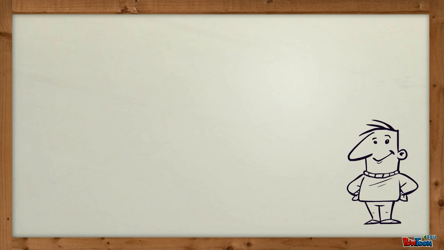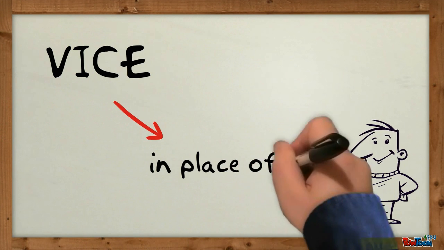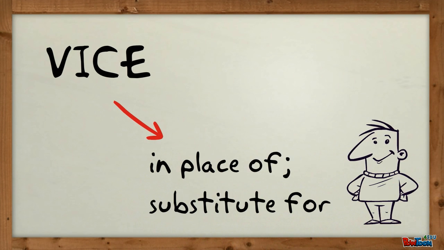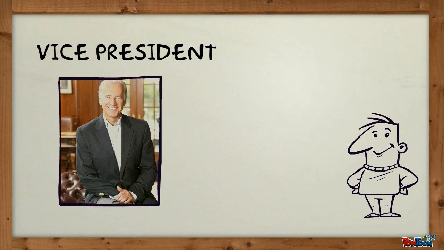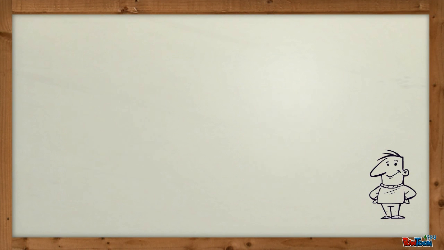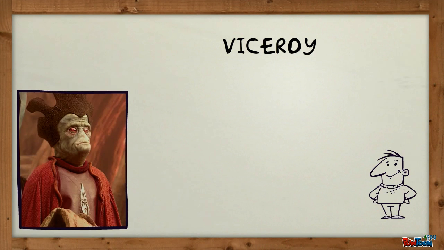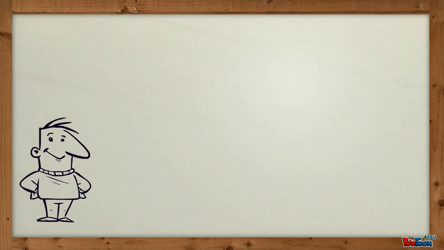Now we'll move on to our last root. It is vice, which means in place of, or substitute for, and it too comes from the Latin. A vice president can serve in place of the president. A vice principal can serve in place of the principal. Here's one you may not know. A viceroy can serve in place of the king. Vice means in place of, and roy actually means king.